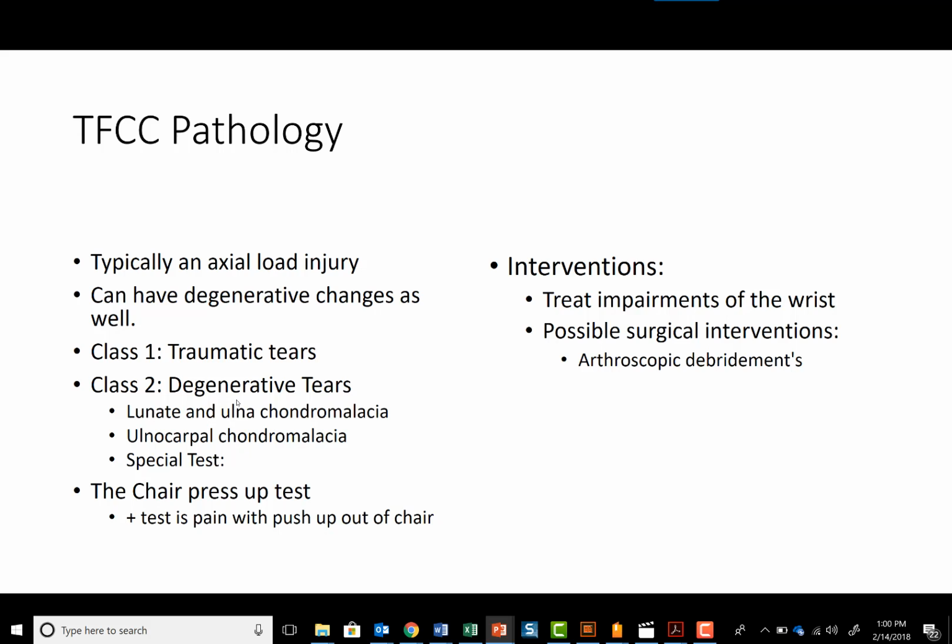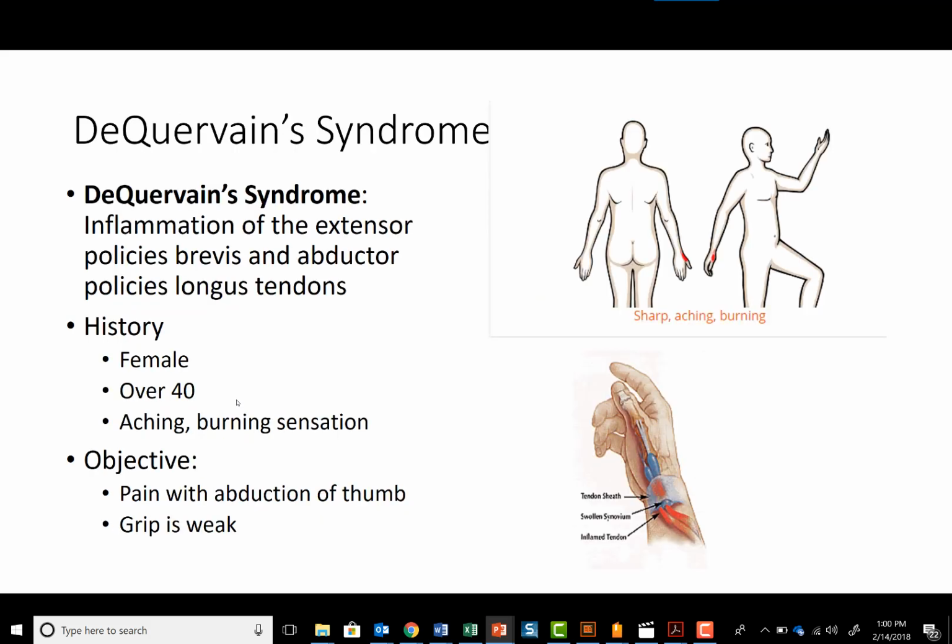I've never seen anyone with a diagnosed TFCC injury that's come into physical therapy, but that's something that you could possibly see down the line, so I want you to be aware of it.